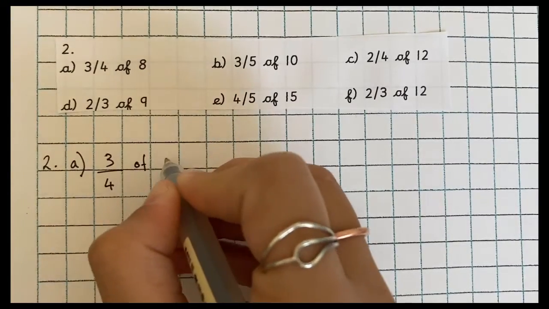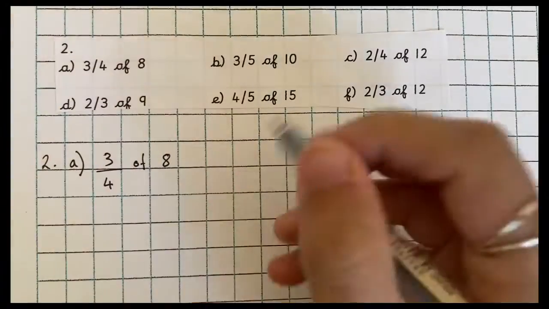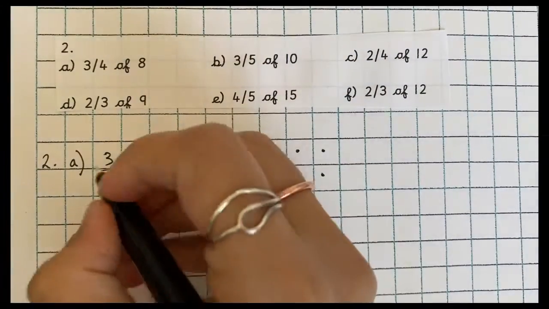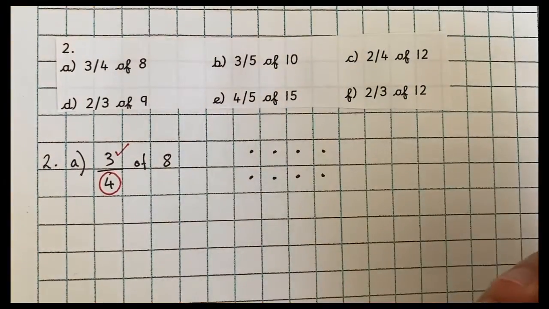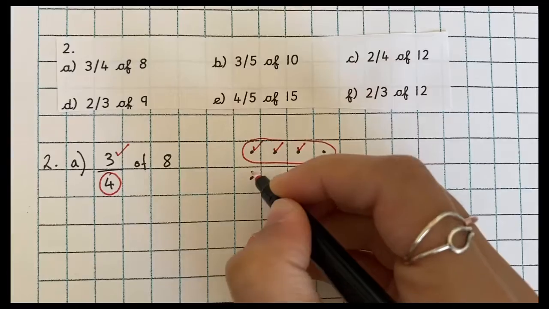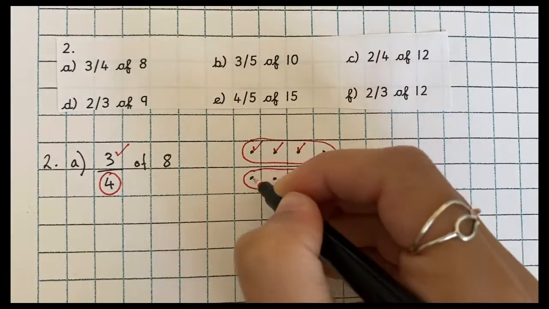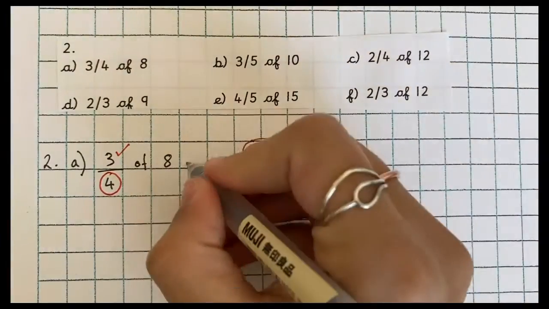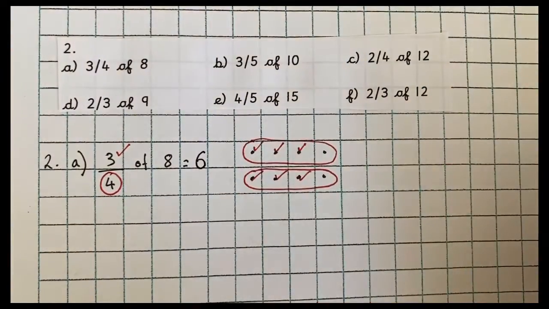Let's try finding 3/4 of 8. So again, like before, I'm going to draw out my 8. And out of every 4, I am going to tick 3. So I'm going to put a ring around 4 and tick 3 of those. And then I'm going to add the ticks in total. So in total, I've got 6 ticks, so 3/4 of 8 equals 6.